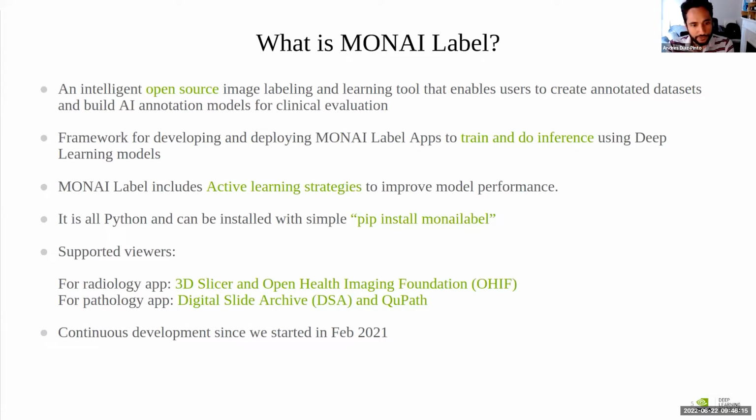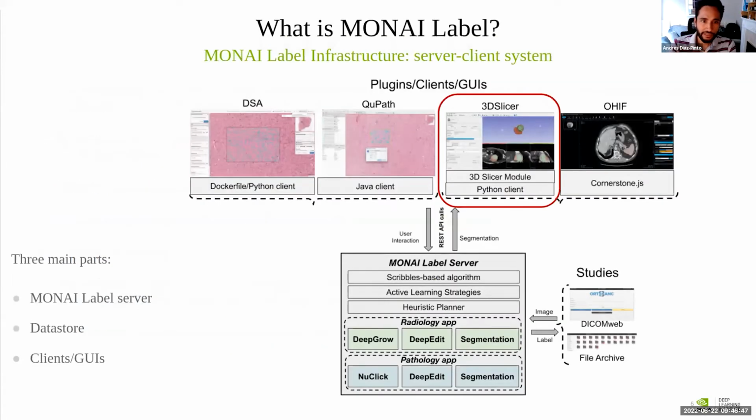So we also support 2 viewers for the radiology application: 3D Slicer, which is the one that we're going to use for this workshop, but we also have OHIF viewer for the radiology applications, and for the pathology applications, we have QuPath and the Digital Slide Archive. This project started in February 2021, and since then we have been on continuous development, continuous changing and improving the platform. So briefly, this is the structure of MONAI Label.